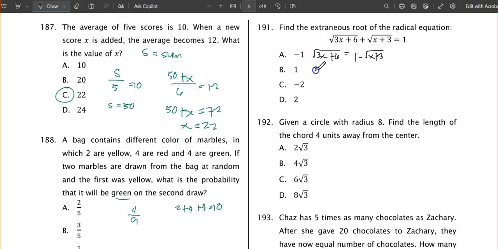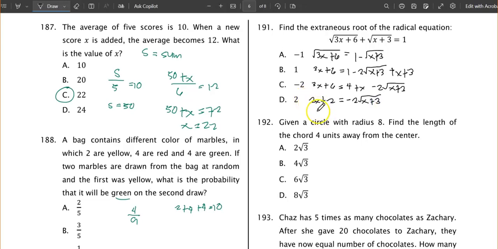We square both sides, we will get 3x plus 6 equals, this becomes 1 minus 2 root x plus 3, and then again plus x plus 3. We just combine like terms, we will get 3x plus 6 equals 4 plus x minus 2 root x plus 3. Then we combine everything on the other side of the equation. We will get 2x plus 2 equals negative 2 root x plus 3.